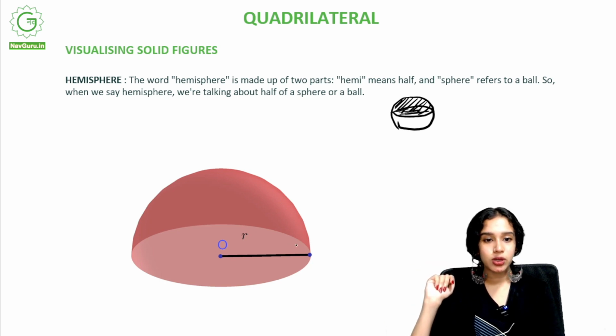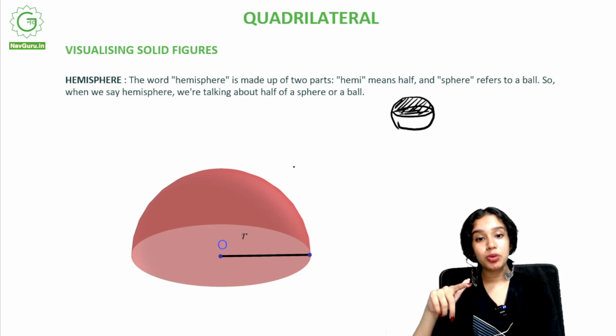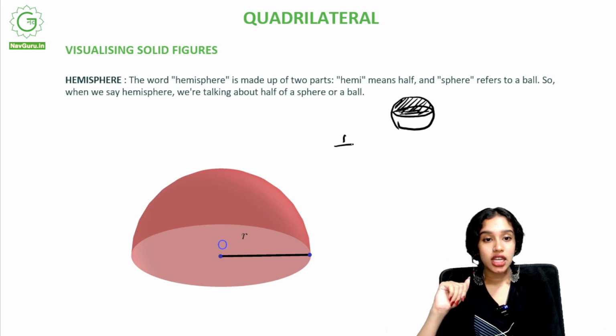Now, a hemisphere would have a radius, right? What would be the area of the hemisphere? It would be half times the area of the sphere, right?